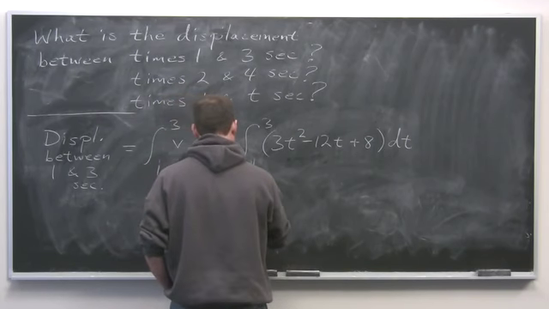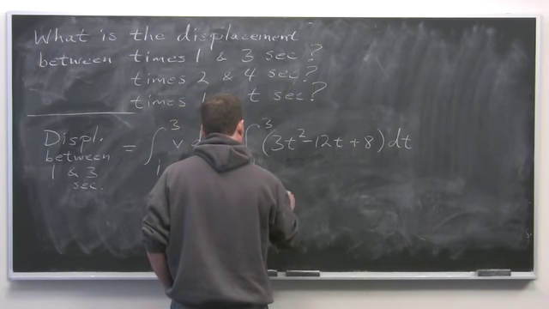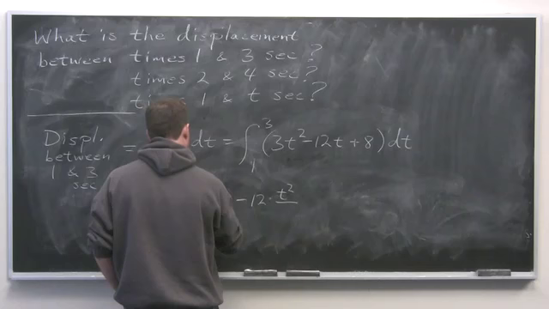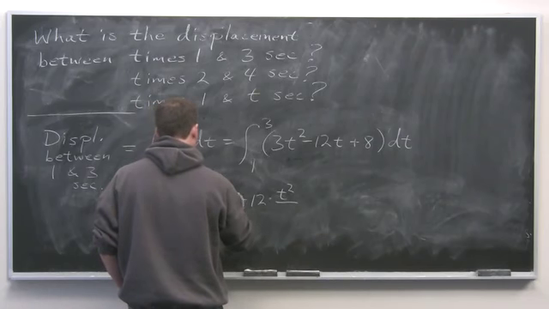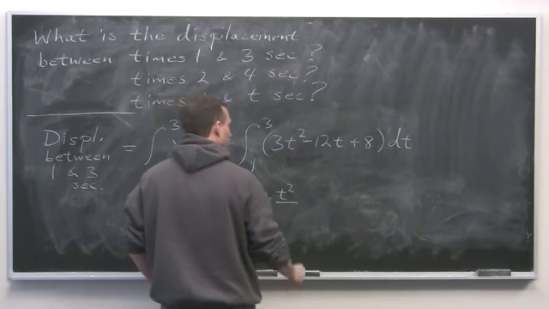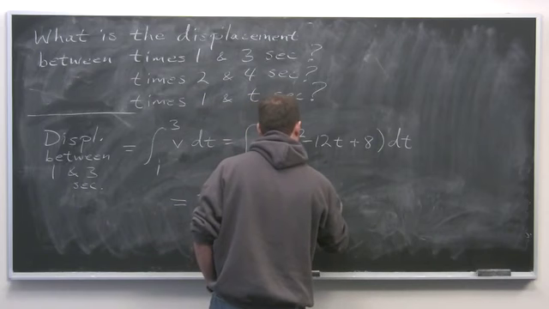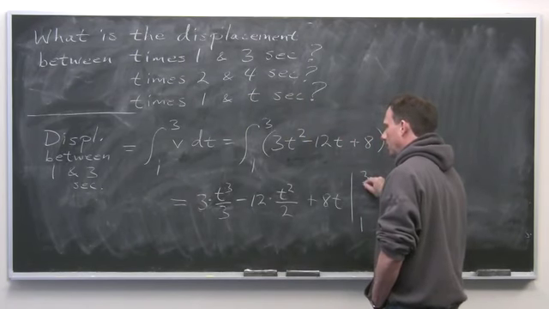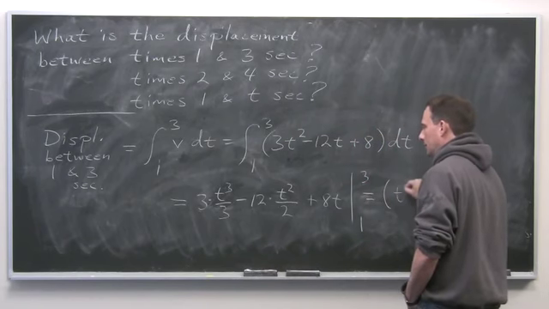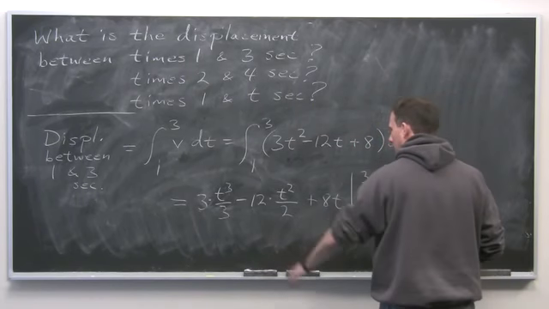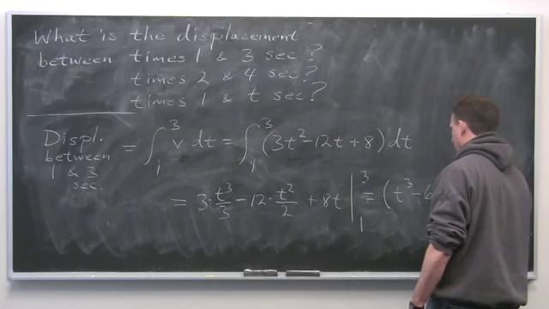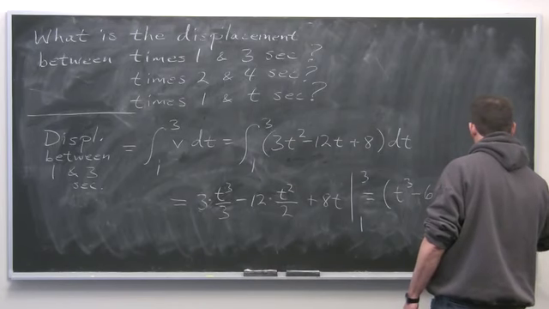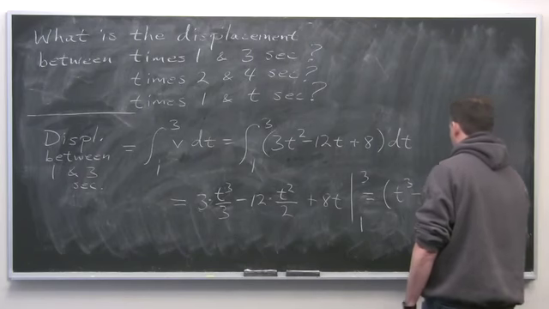minus 12 times t squared over 2. In fact, maybe I should do this in another step. This is 3 times t cubed over 3 minus 12 times t squared over 2 plus 8t. And we need to evaluate this from 1 to 3. This is t cubed minus 6t squared plus 8t evaluated from 1 to 3.